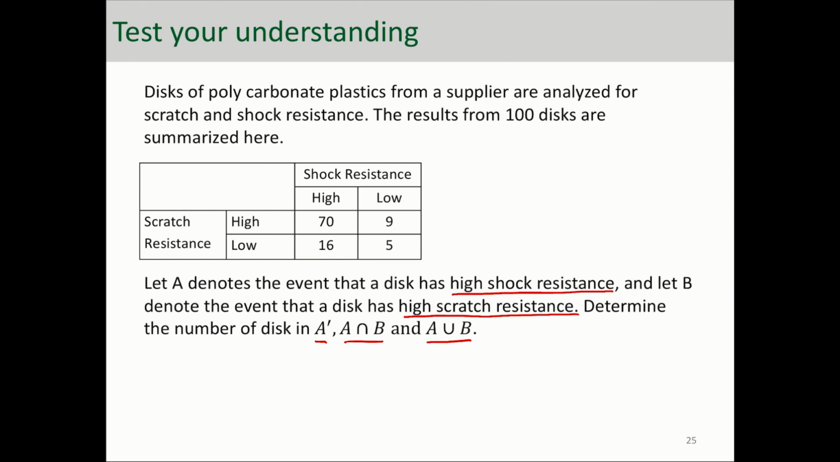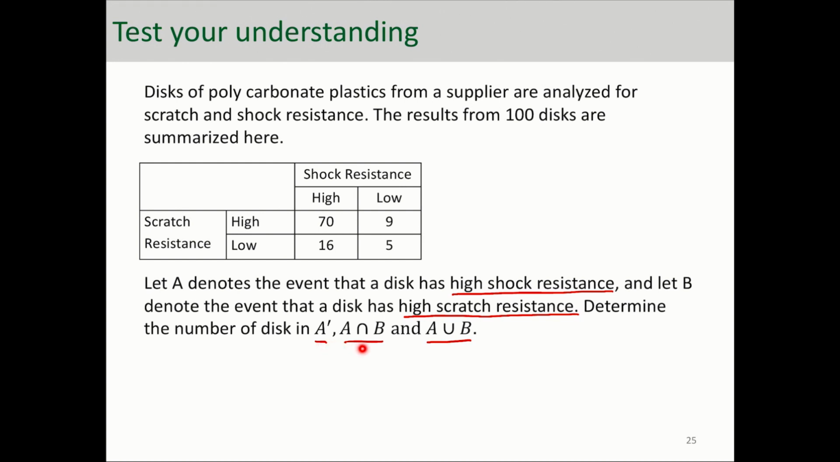So here is a good point to pause the video and think about this practice problem and see what you can get for the number of disks in these events, basically. So hopefully you've had some successes with this problem, but let's now take a look at these events.